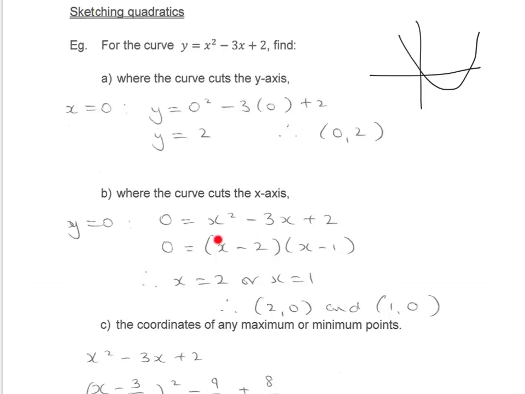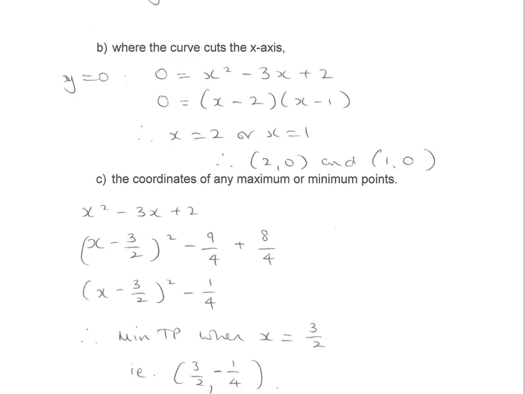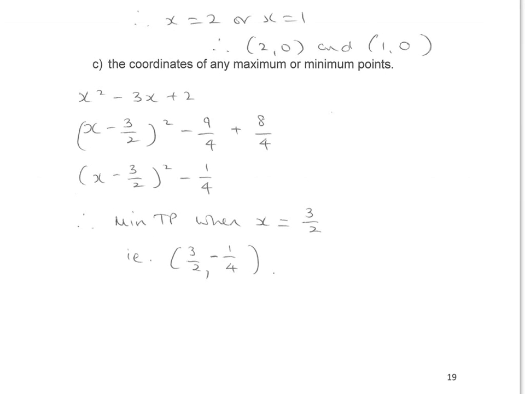So for x minus 2 to equal 0, x must be 2, and for x minus 1 to equal 0, x must be 1. So we end up with 2 points. This curve is going to cross the x-axis twice. X equals 2, y-coordinate 0, so 2, 0. X-coordinate 1, so 1, 0 is our second point. So we've now found where it's going to cross both axes.